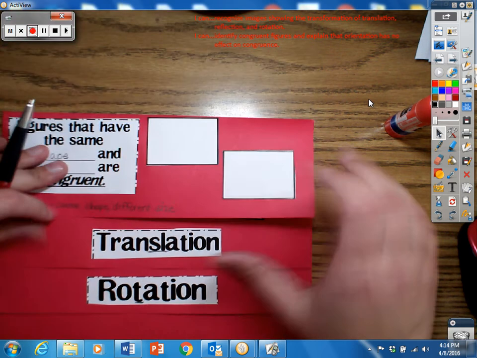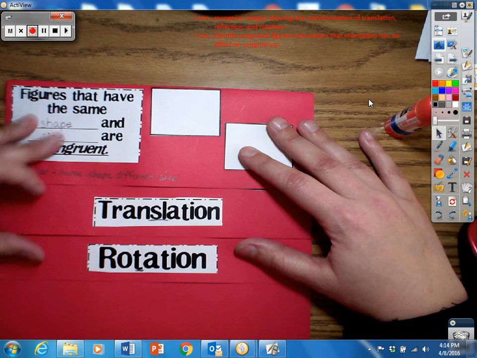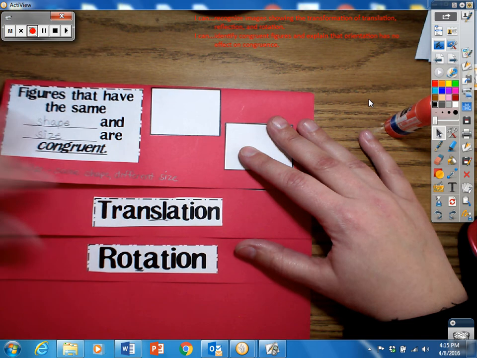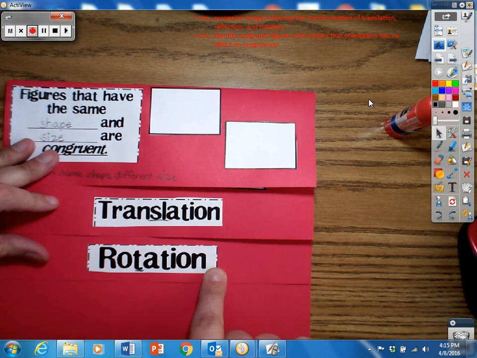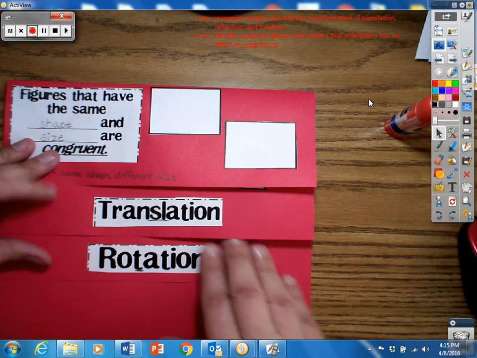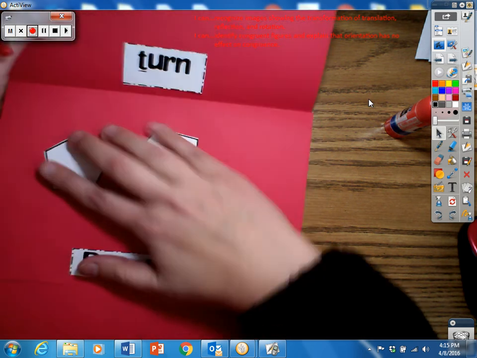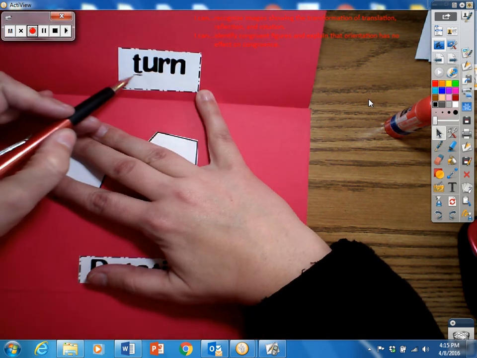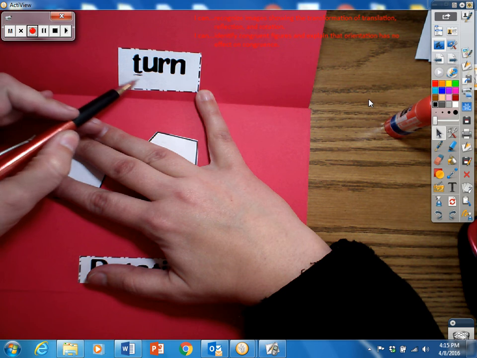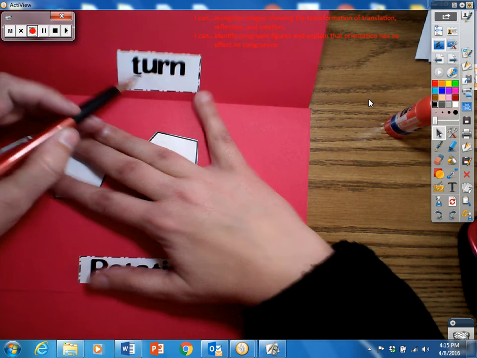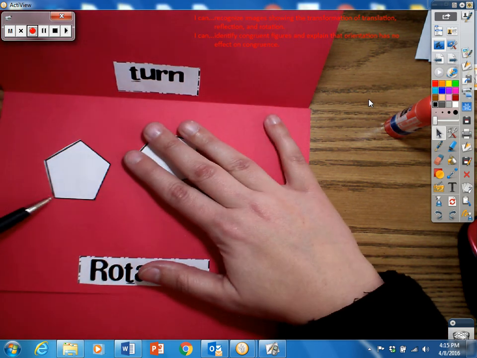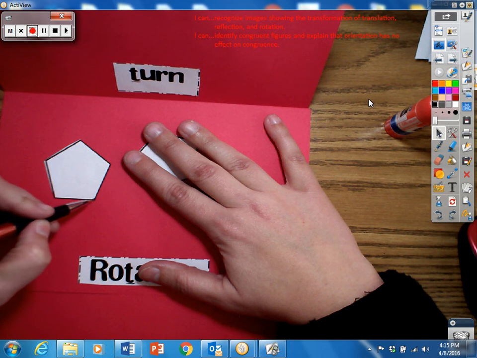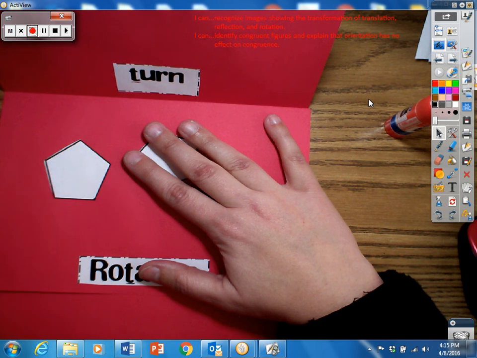Now we are moving on to rotation. So go ahead and glue down the word rotation. A rotation is a turn. So when we are rotating a figure, we are turning the figure. So if I have my pentagon right here, I'm actually going to draw a little dot, and I'm going to make sure that that is glued down in that location.